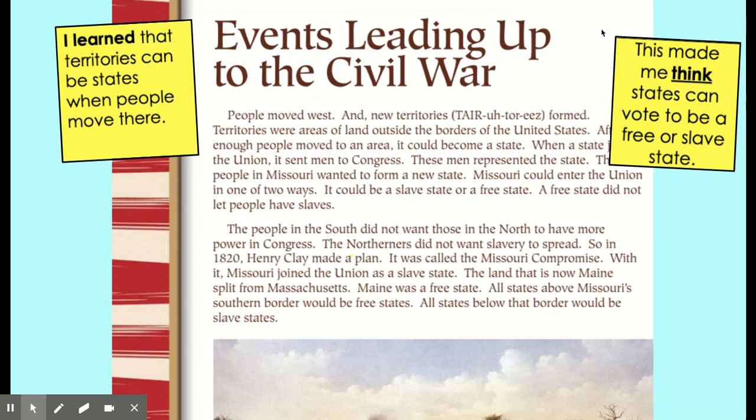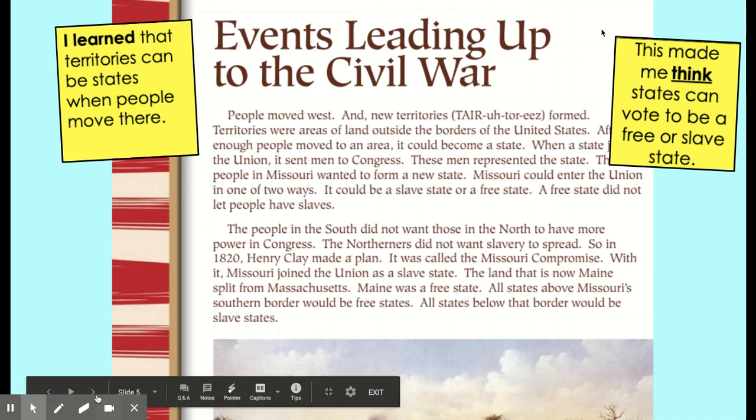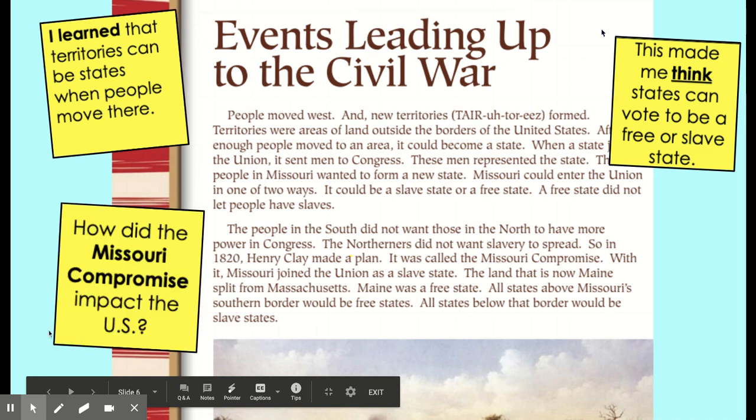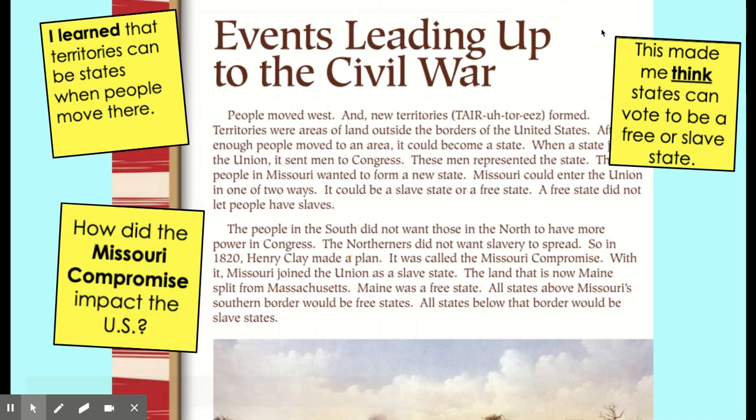As a reader, I'm instantly thinking, how did the Missouri Compromise, this plan that Henry Clay made, impact all the states? Since I'm really wondering about this as a reader, I'm going to stop and jot my question. So my question is, how did the Missouri Compromise impact the U.S.? So I'm going to keep reading with this question in mind.